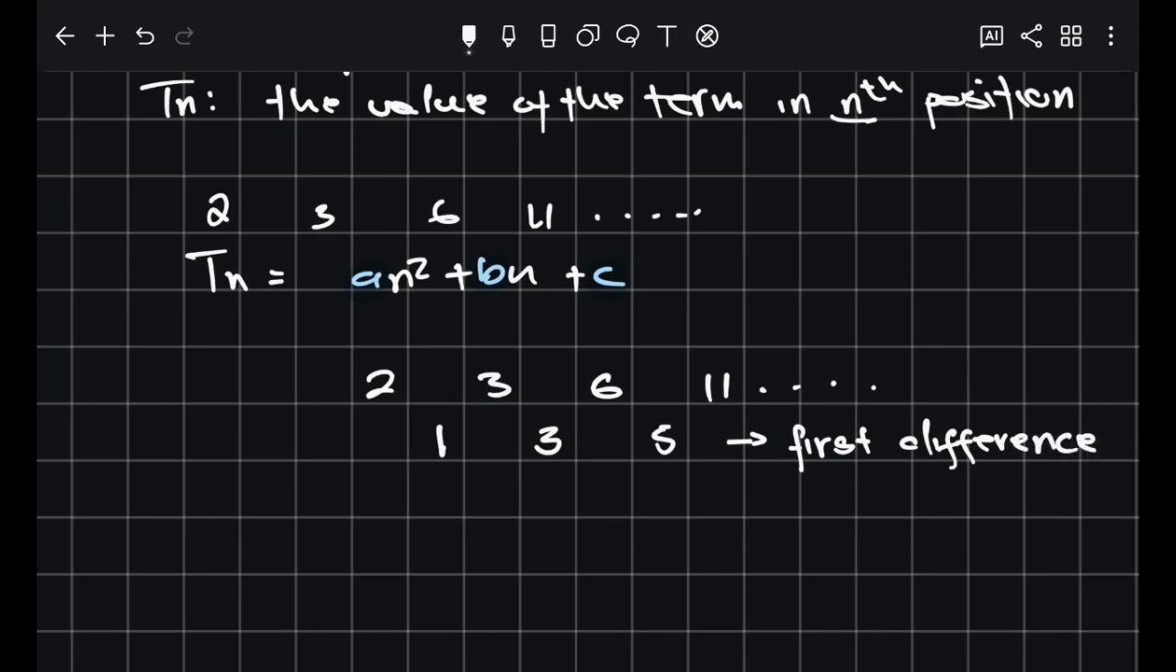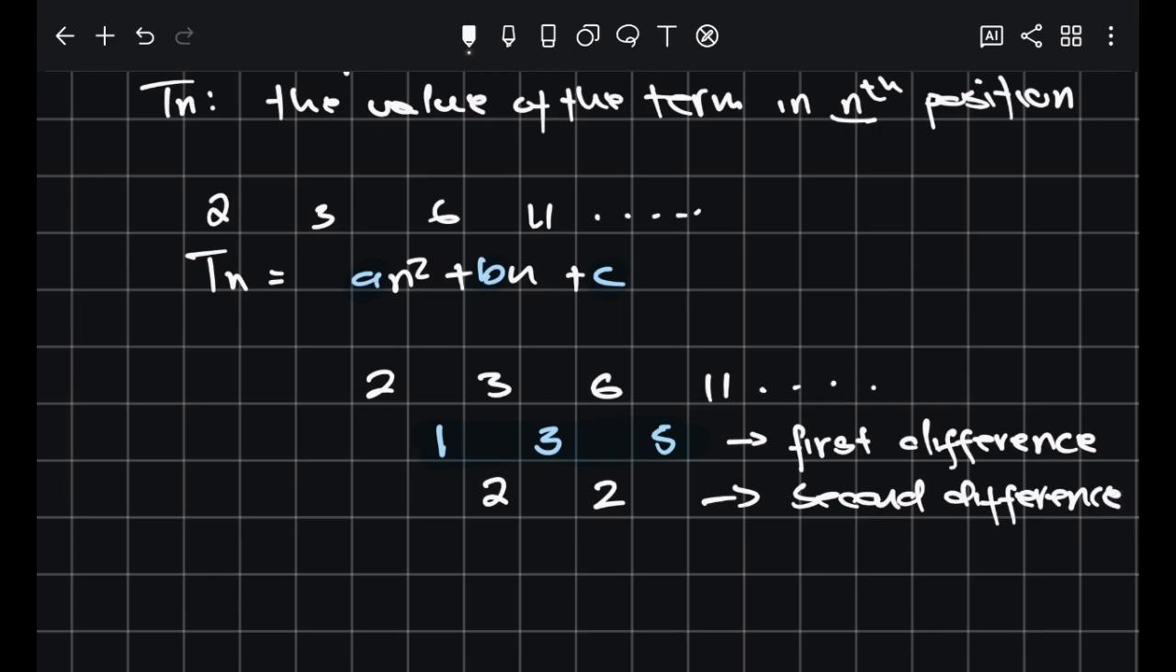But we talked about the second difference. The second difference arises from these. If we take the difference between these, we get the second difference. 3 minus 1 is equal to 2. 5 minus 3 is equal to 2. Indeed, this is the second difference.